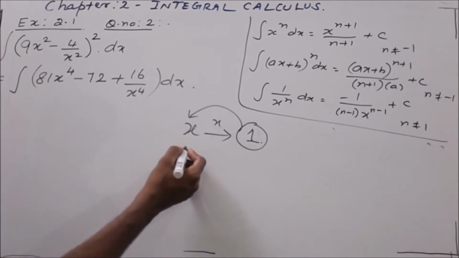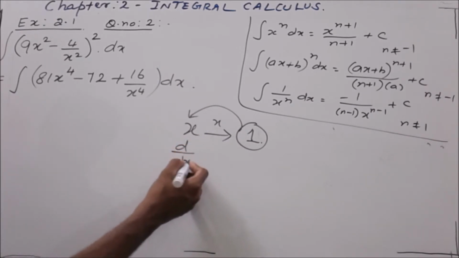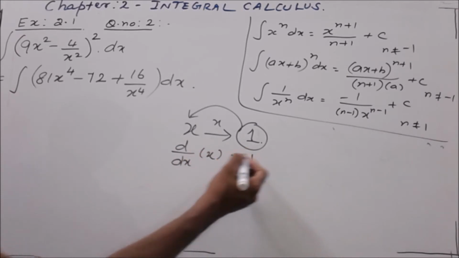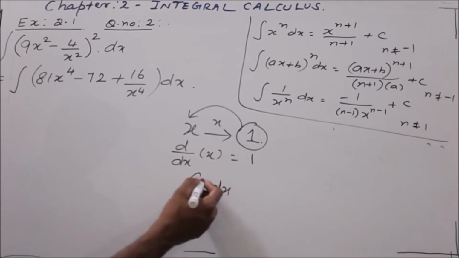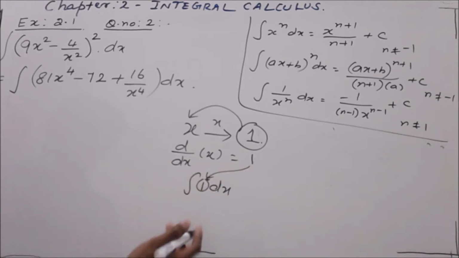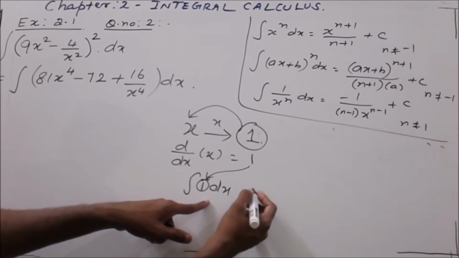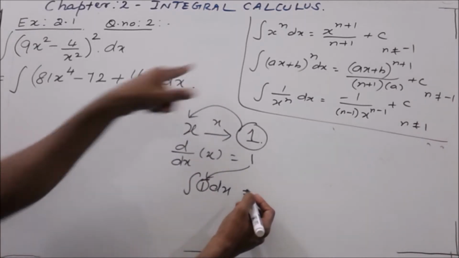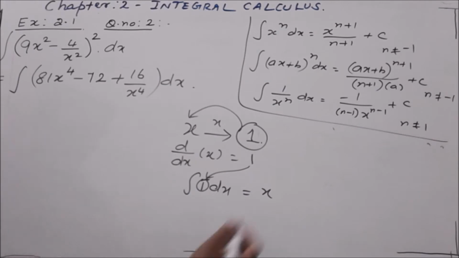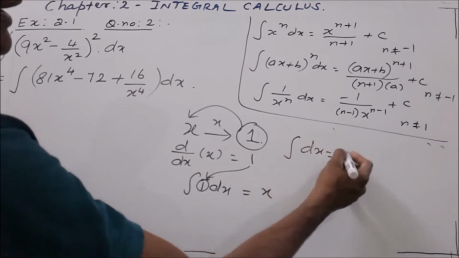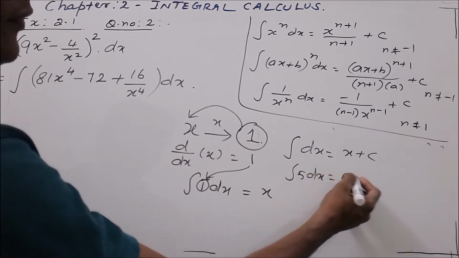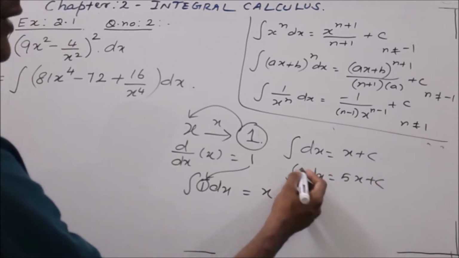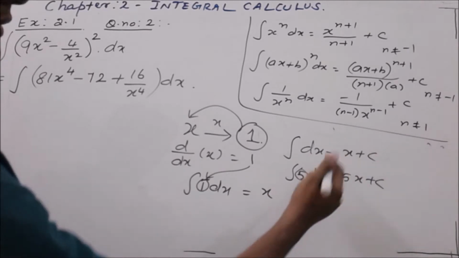So d by dx of x is equal to 1. So integrating integral 1 dx, taking 1 as the function to integrate, when integrating it will be integral dx, it turns as x. So integral dx is equal to x plus c. So integral 5 dx means 5x plus c, because 5 is a constant, then integral dx is x.